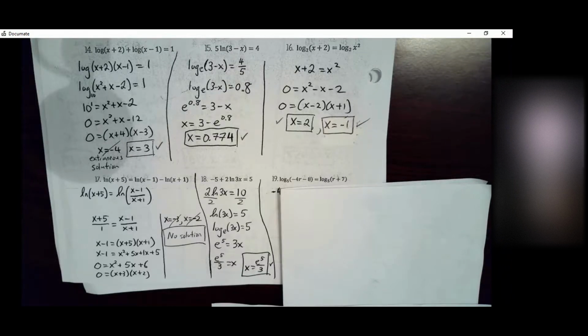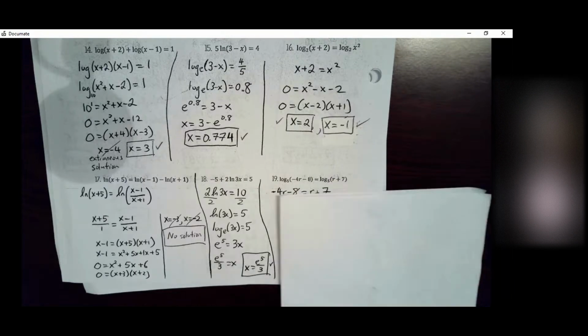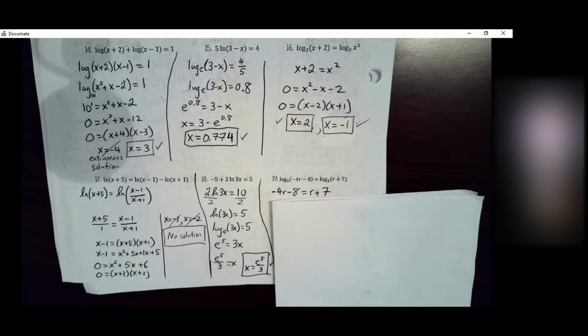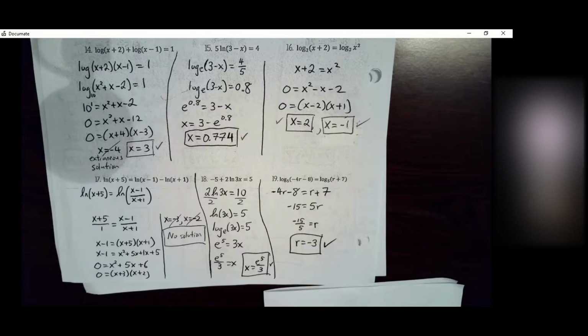The log 5s can cancel out. Yeah. -4r minus 8 equals r plus 7. So -4r minus r equals 8 plus 7. So r equals -3. Yeah. And that works.